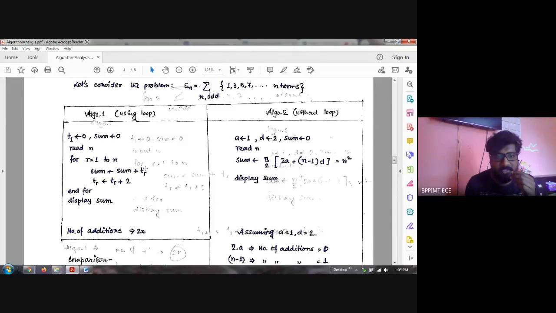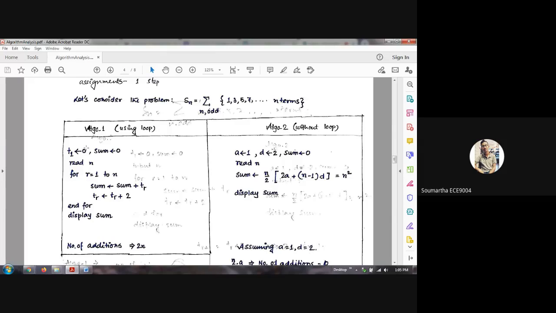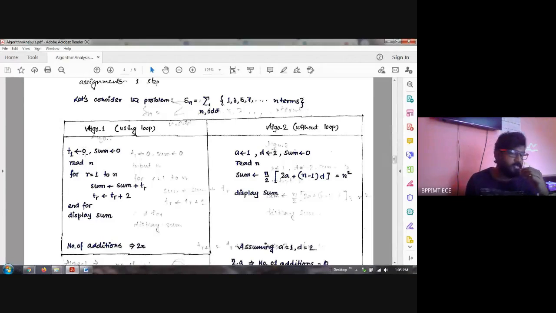Initially r was equal to 0, right? So sum, let me see. Oh, actually T1 should be 1. T1 should be equal to 1, my mistake.